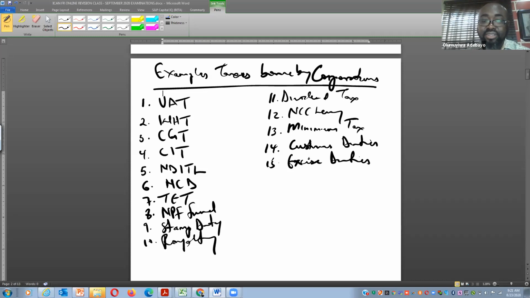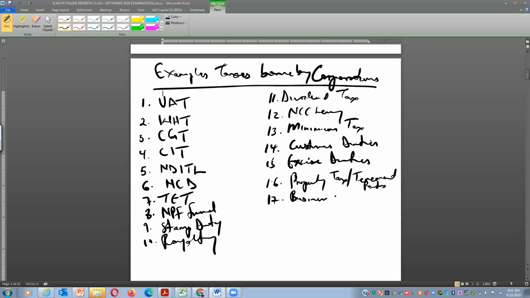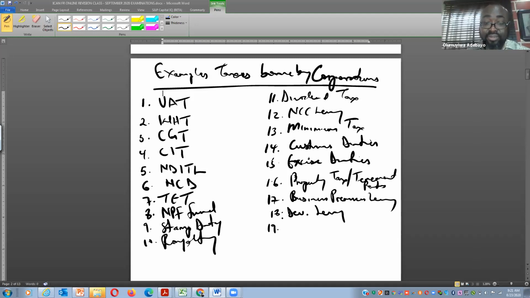Okay. Custom and import duties go in line. What other ones? Property tax or tenement rates. Business premises levy. Development levies. What again? Do you have any other taxes?